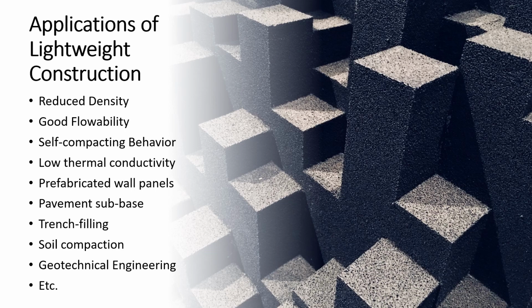The use of cellular concrete has become widespread. It can be used in a wide range of applications in civil engineering because of its distinct properties, including reduced density, good flowability, self-compacting behavior, low thermal conductivity, and economic advantages. Foam concrete or cellular concrete can also be used to manufacture prefabricated wall panels and beams, corrugated panels, pavement subbase, trench filling, soil compaction, and geotechnical engineering.